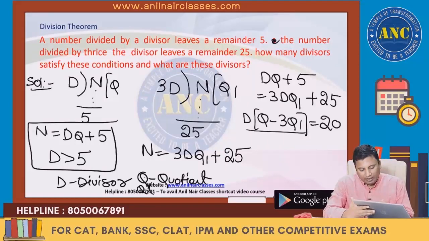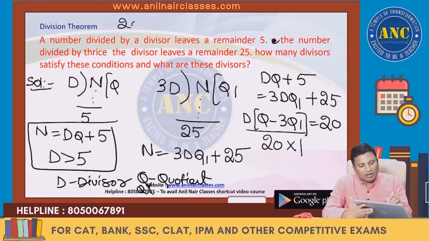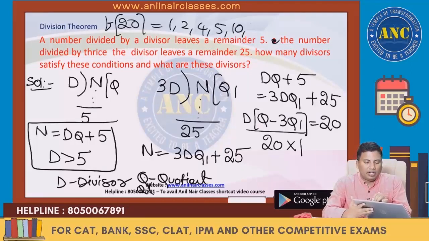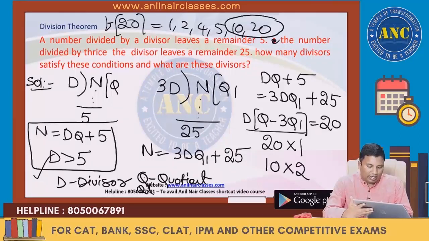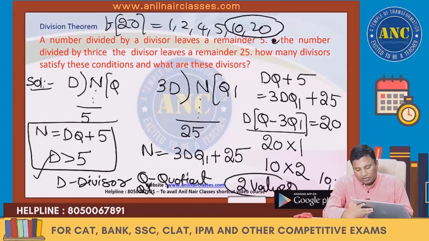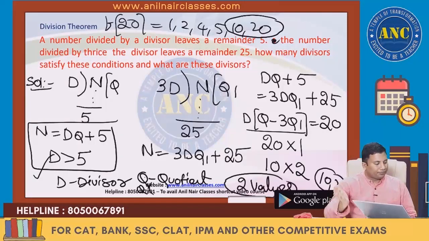So it can be taken as 20 into 1. What are all the factors of 20? Factors of 20 are 1, 2, 4, 5, 10, 20. What is the condition on D? D should be greater than 5. So D can take 20 or D can take 10. How many values can it take? 2 values. What are all the values? 10 and 20.